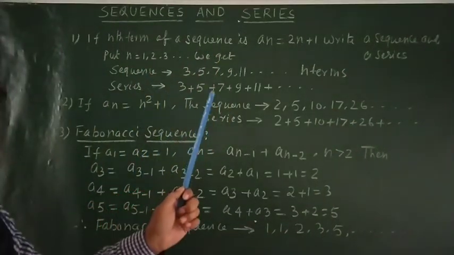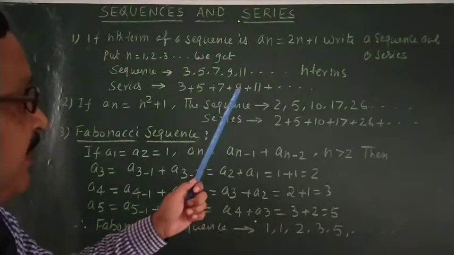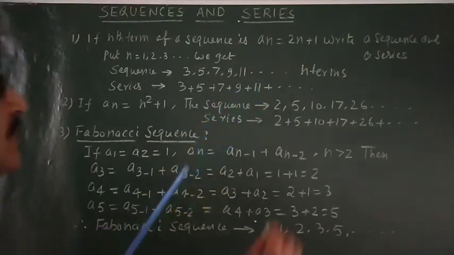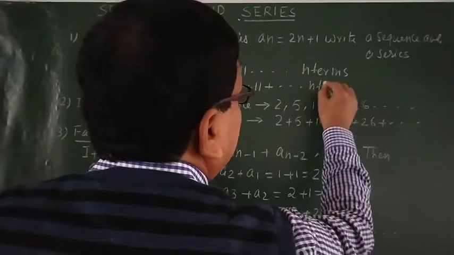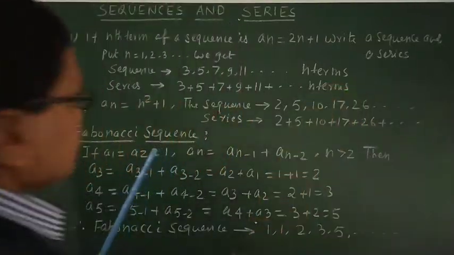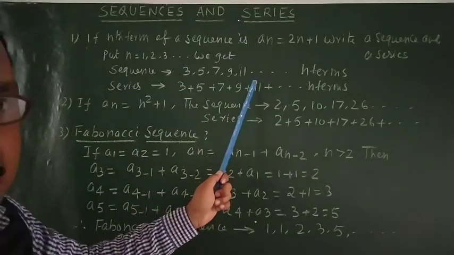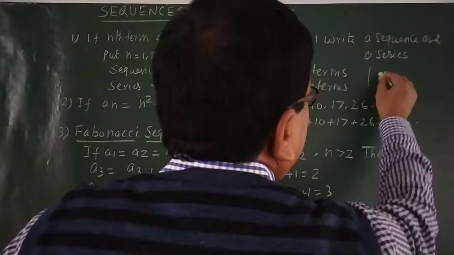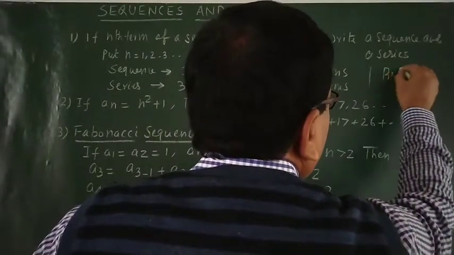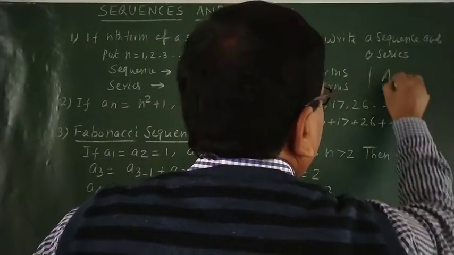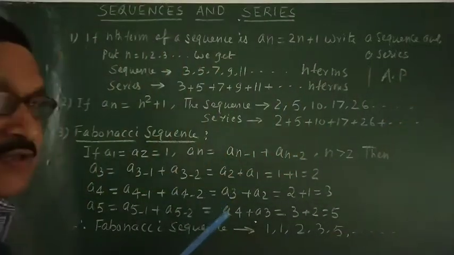Similarly, in a series, if the sign of addition is given between the terms, then the series is formed up to n terms. So obviously this is an AP, arithmetic progression. This may be an AP. This is your arithmetic progression.